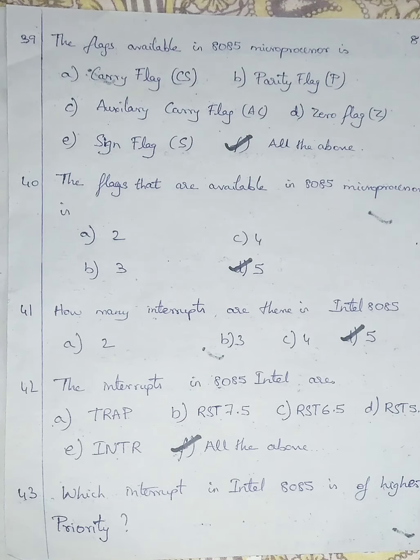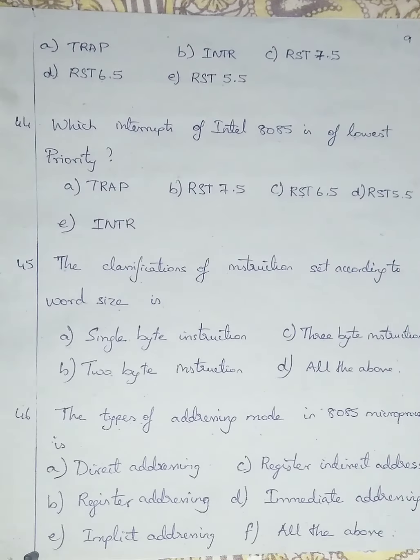Okay. Question number 43. Which interrupt in Intel 8085 is of highest priority? The question asked: option A is given as TRAP, option B is given as INTR, option C is given as RST 7.5, option D is given as RST 6.5, option E is given as RST 5.5. I told you TRAP is of highest priority, so I am going with option A, TRAP.